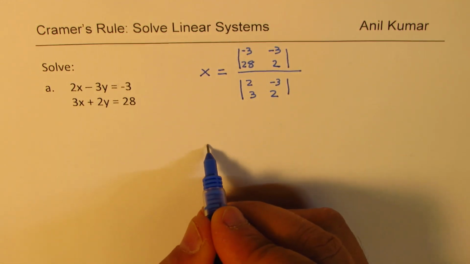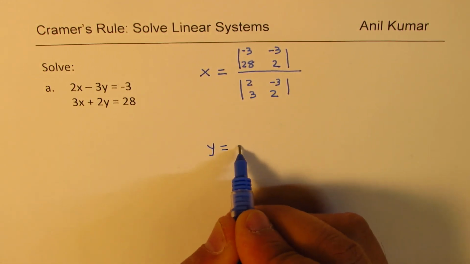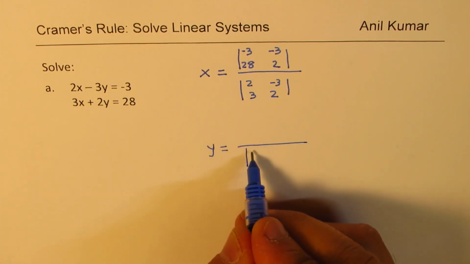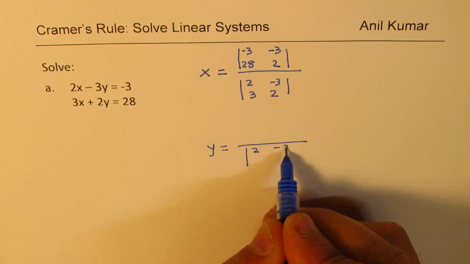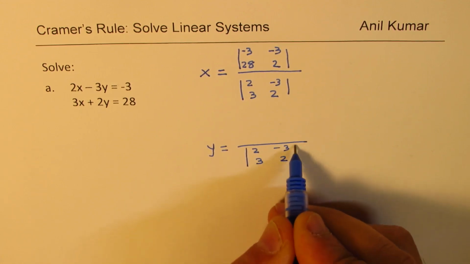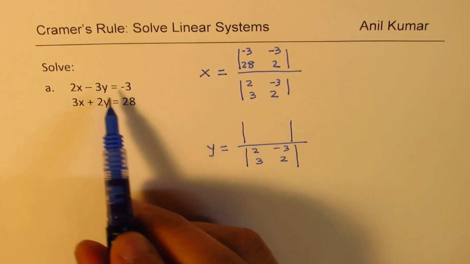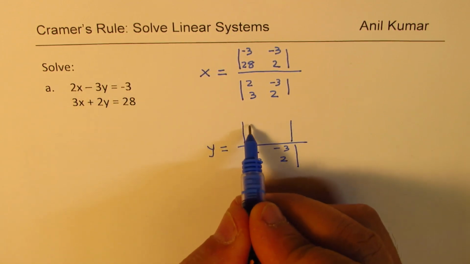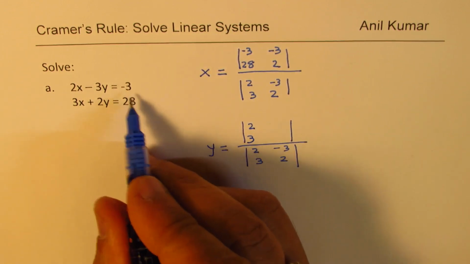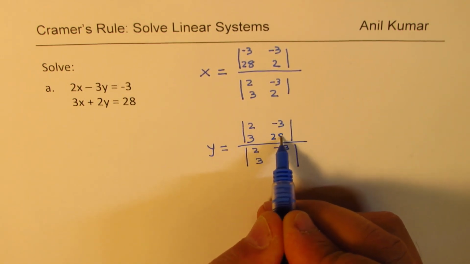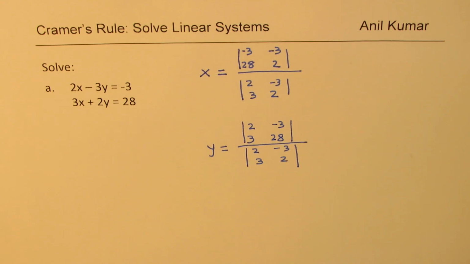To find the value of y, what are we going to do? Exactly a similar thing. Denominator will be exactly the same, which is 2, minus 3, 3, 2. And the numerator will be replacing the coefficients of y this time. So x coefficients remain the same, the y coefficients become minus 3 and 28. And we get its value.